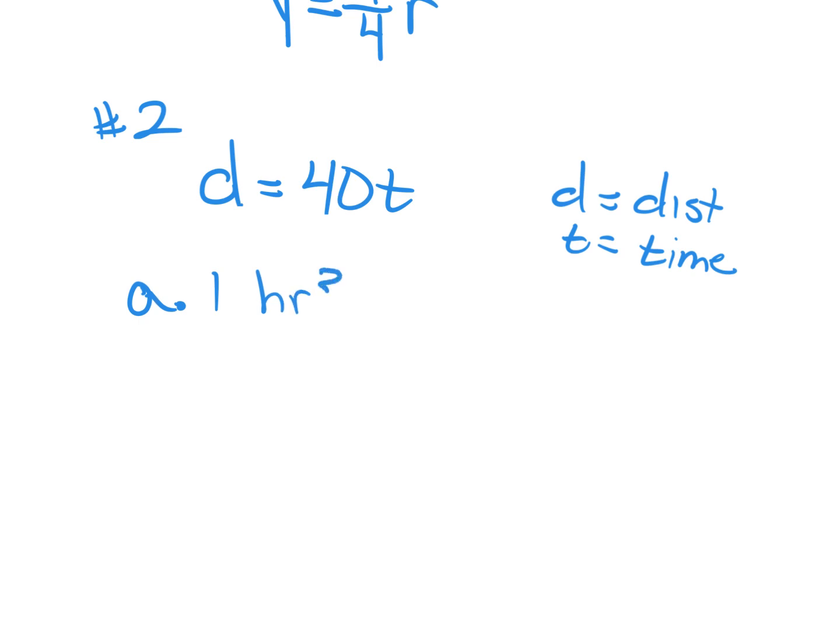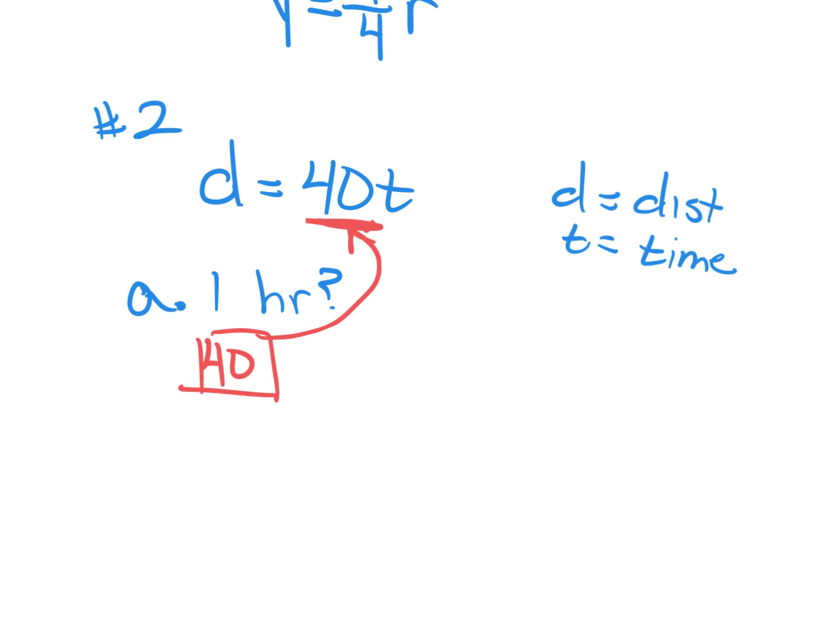Well, if we look here, our constant of proportionality, if we think of a car's speed, is measured in miles per hour. So if it's 40 miles an hour, in 1 hour the car is going to go 40 miles. So 40 would be my answer. It's just the number that's in the problem.